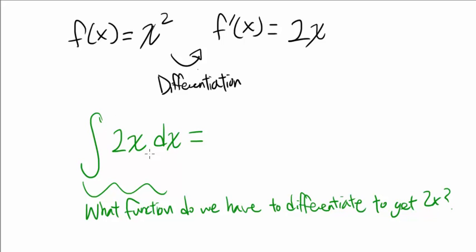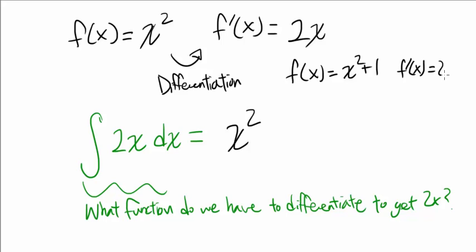This squiggly s 2x dx is telling you: what function do we differentiate, and we get 2x? Now, you may say x squared, and you'd be correct. Yes, if we differentiate x squared, we do get 2x. But consider this. Let's say f of x is x squared plus 1. Now, what is f prime of x? F prime of x is still 2x.